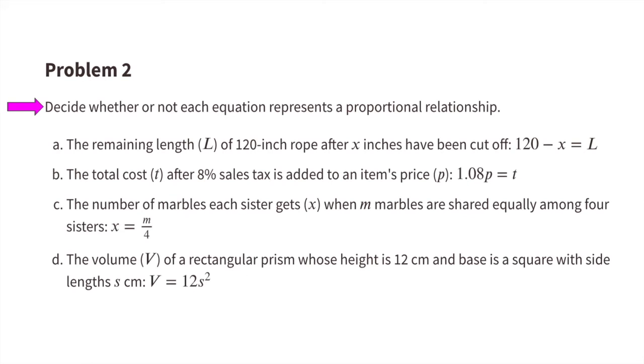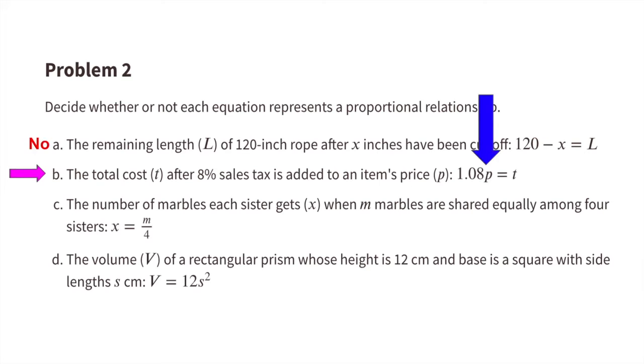Number 2. Decide whether or not each equation represents a proportional relationship. A. The remaining length of a 120-inch rope after x inches have been cut off. 120 minus x equals L. This subtraction sign tells me that it's not going to be a proportional relationship.